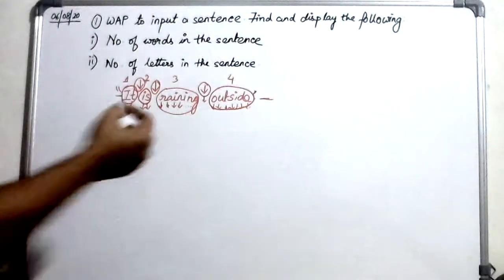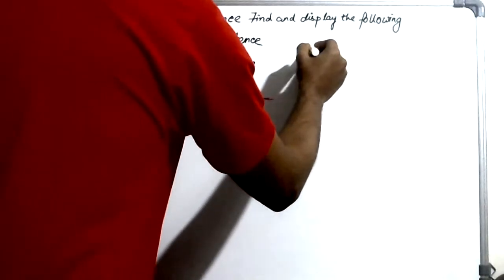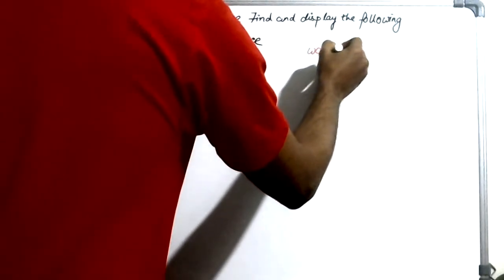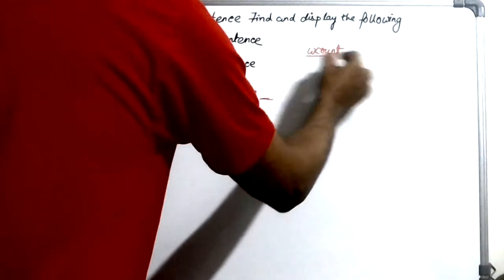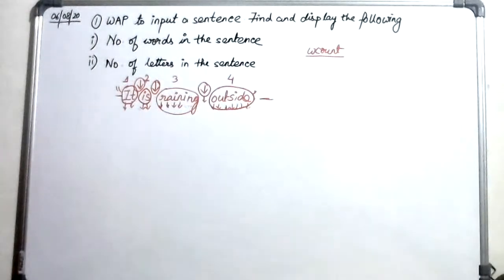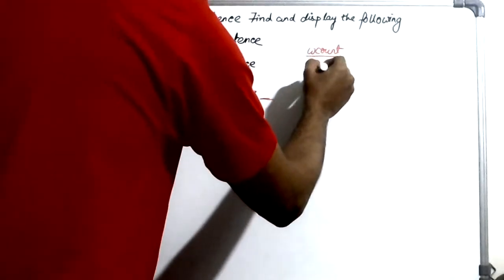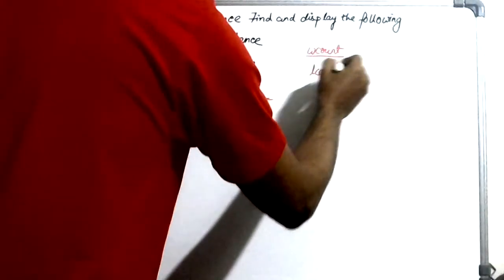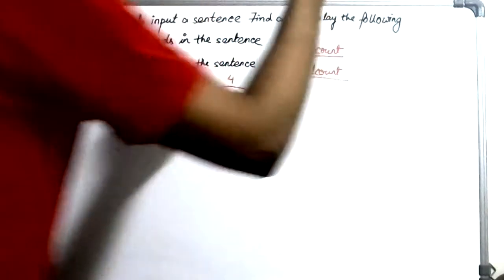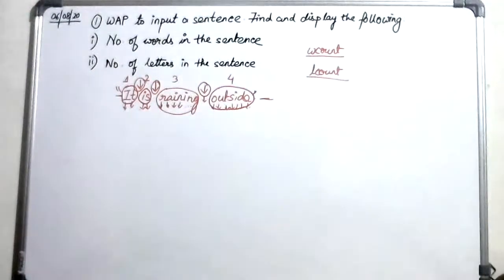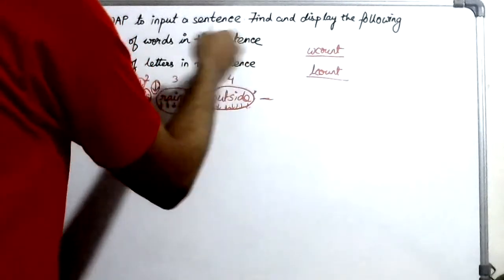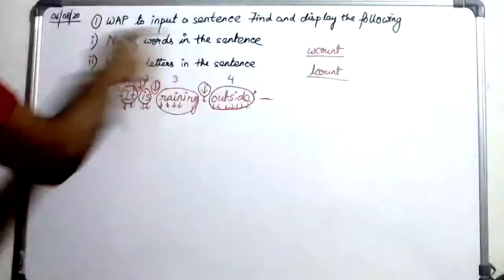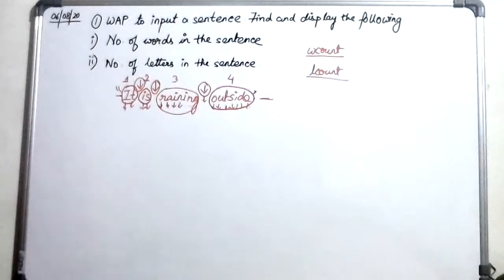So let's say we have two counters. One is called the word count. So we'll have a variable called w count, which is nothing but a counter for counting the words. So we'll have a word count variable to count the number of words in the sentence, and we'll have a variable called L count, which will count the number of letters in the sentence. Now we can do both of these operations at the same time. So we can count the number of words as well as count the number of letters at the same time.